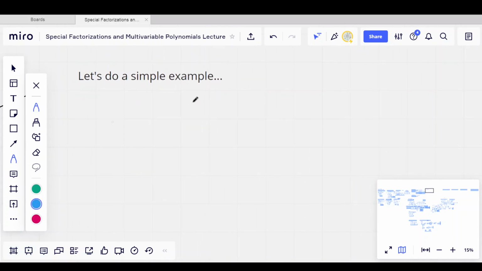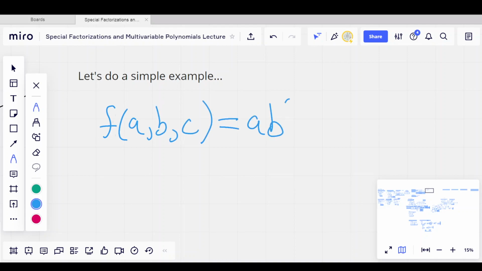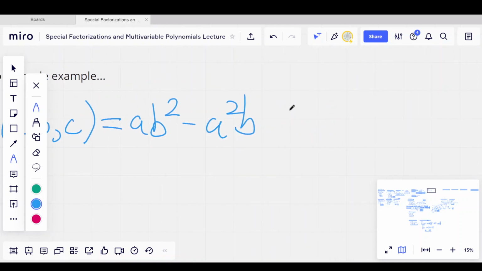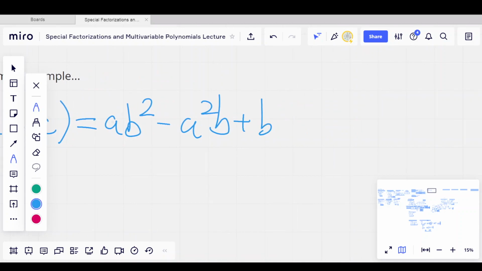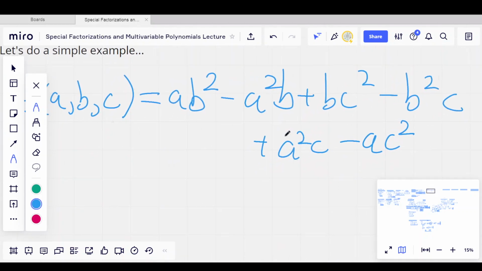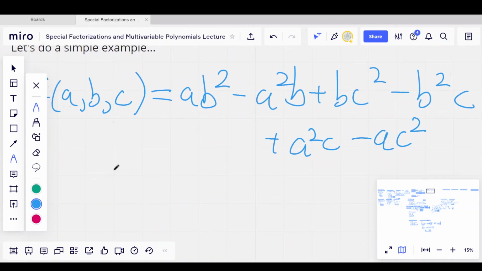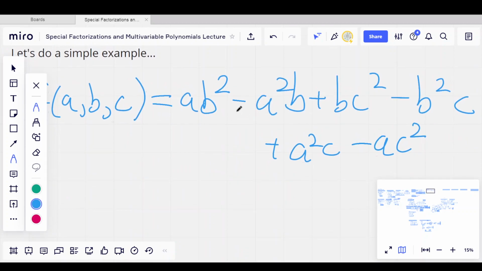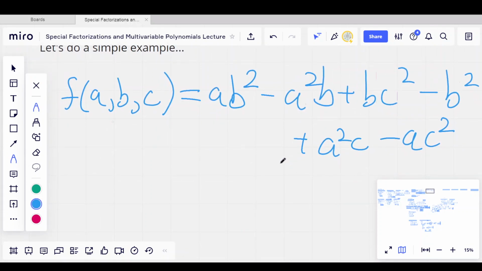So let's say we have f of abc is equal to ab squared minus a squared b plus bc squared minus b squared c plus a squared c minus ac squared. Okay? So you might think that you should factor the ab out of here and then factor the bc out of here. But I'm going to show you what you should do.